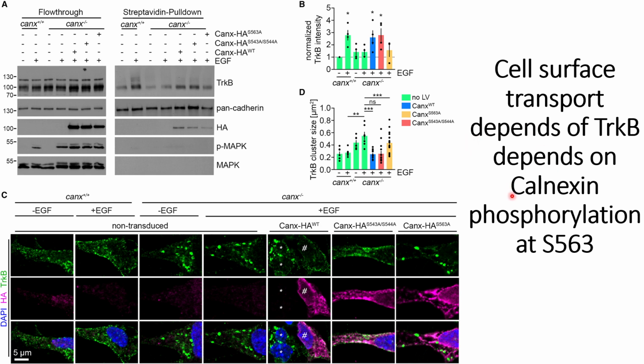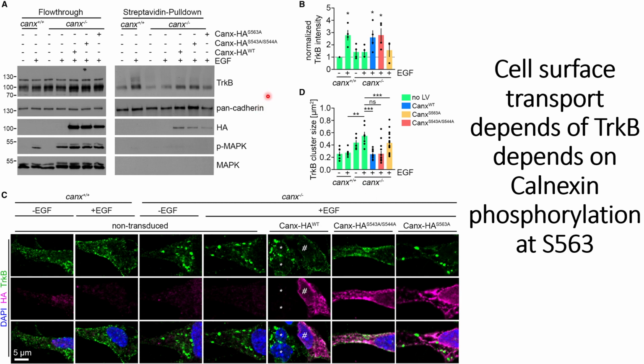From the literature, the researchers have found that the phosphorylation of Calnexin will cause partial release of these antitrypsin proteins. So from that they made a hypothesis that phosphorylation of Calnexin might help in the transport of TrkB from the endoplasmic reticulum to the cell surface.